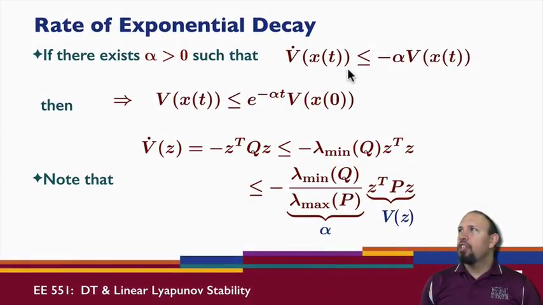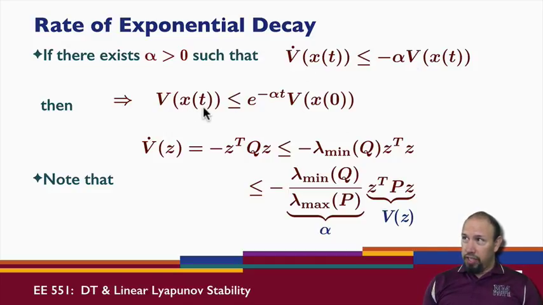All right, exponential rate of decay. So suppose we have this differential equation. We've kind of looked at this already. V dot less than or equal to minus alpha V. This is associated with the solution V of x of t is less than or equal to e to the minus alpha t, V of x of 0. And in fact, we can get a bound on what this quantity must be.